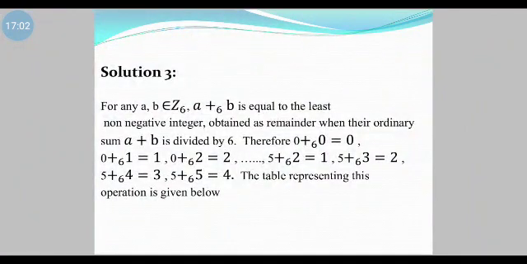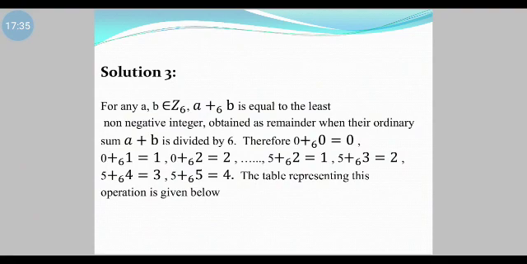And the solution of the third problem. In the third problem, we want to draw the table of addition modulo 6 on the set Z6. If we consider any two elements a, b belonging to Z6, a plus modulo 6 b is equal to the least non-negative integer obtained as the remainder when their ordinary sum a plus b is divided by 6.